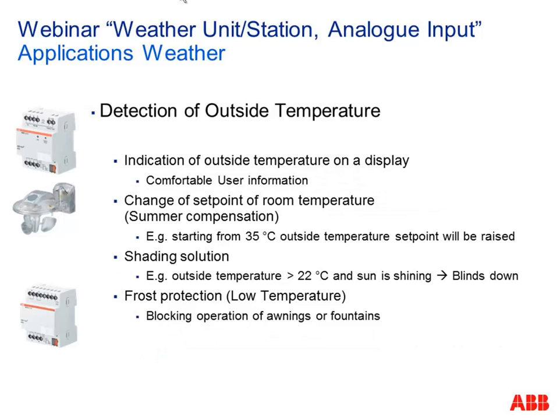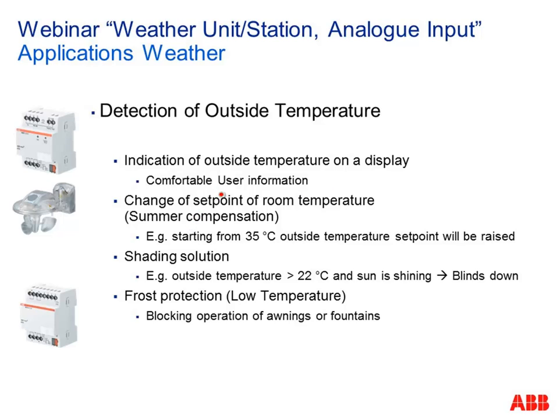So what else is possible? Detection of the outside temperature is a typical sensor in the solution. What can you do with this? You can display the outside temperature, for example, on a display in your building, but it is also possible to create a kind of so-called summer compensation.